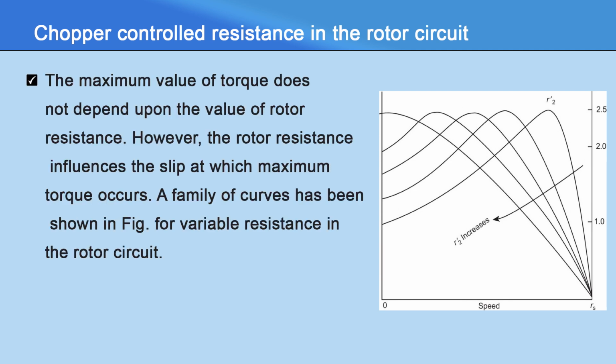The maximum value of rotor torque does not depend on the value of rotor resistance. However, the rotor resistance influences the slip at which maximum torque occurs. A family of curves has been shown in the figure for variable resistance in the rotor circuit. So, as resistance increases, the torque decreases, as you can see in the figure.